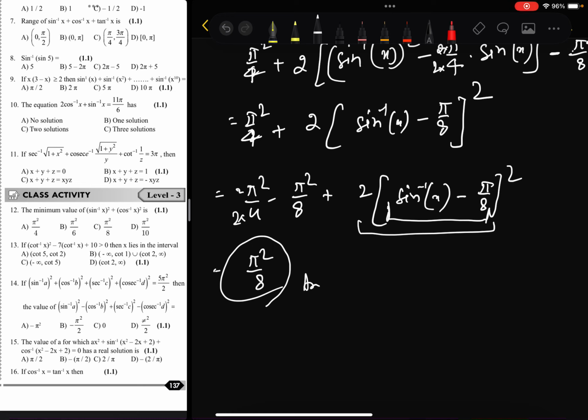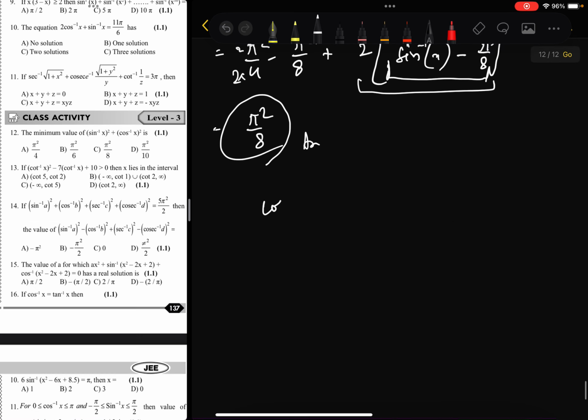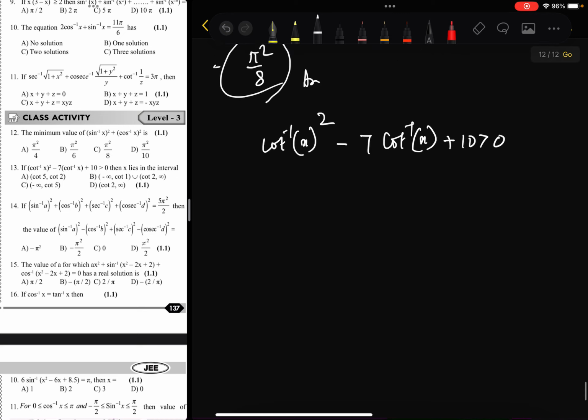Now, next one. The question number is 13. Cot inverse x square minus 7 times cot inverse x plus 10 greater than 0. So directly we can factorize this. We will get two factors here, cot inverse x minus 7 and 3.